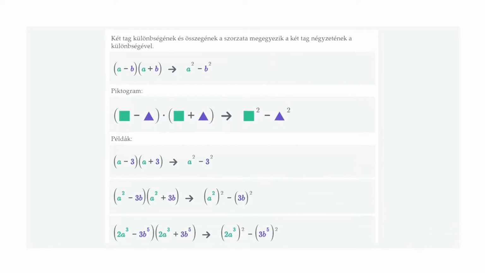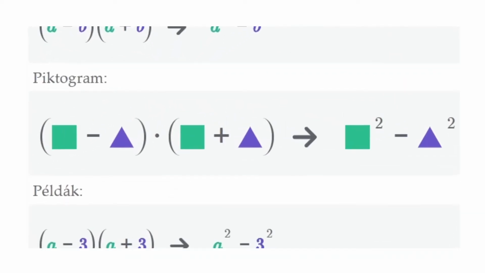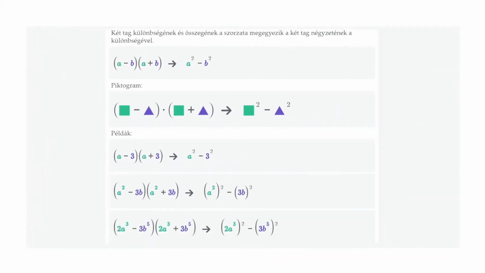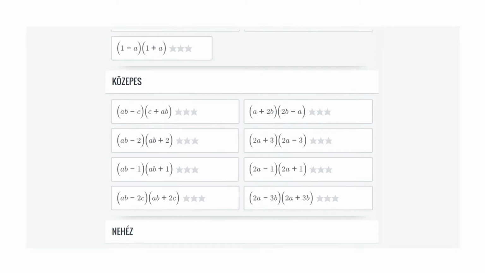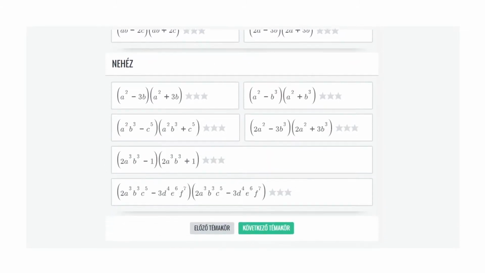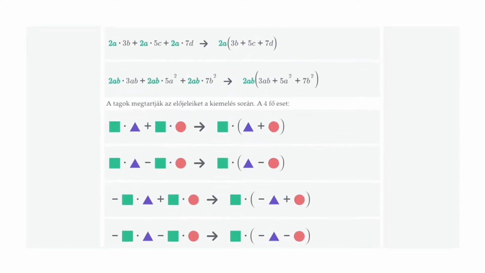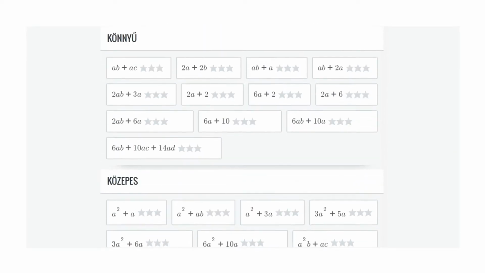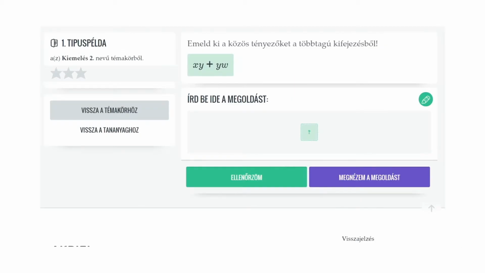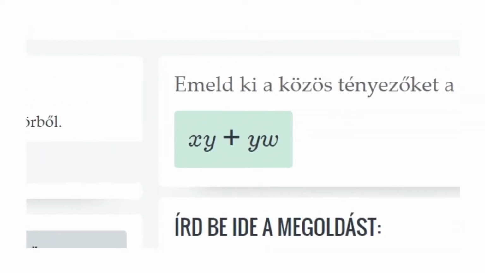Topics start with a brief summary of the theory behind them, explained with colorful pictograms. Right below that, you'll find the exercises grouped by difficulty: easy, intermediate, and hard. Take a look at another topic, and you'll find that it has a very similar structure. If you click an exercise category, you get an exercise right at the top of the page.